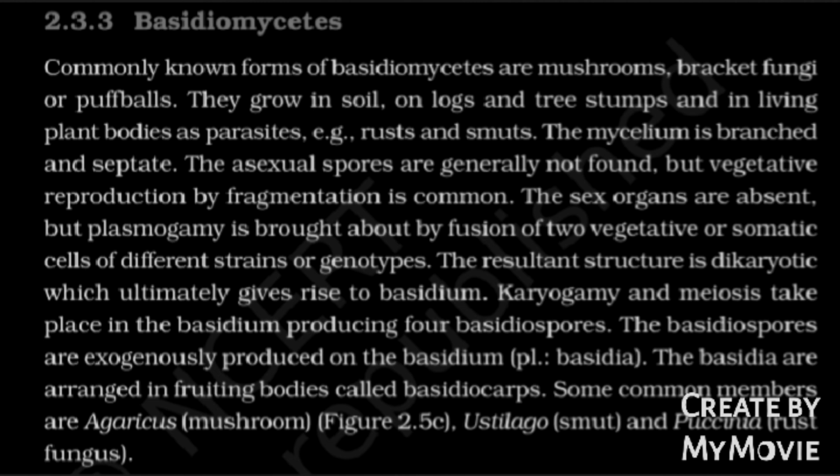Karyogamy and meiosis take place in the basidium, producing four basidiospores. The basidiospores are exogenously produced on the basidium, plural basidia. The basidia are arranged in fruiting bodies called basidiocarps. Some common members are Agaricus, that is mushroom, figure 2.5c, Ustilago, that is smut, and Puccinia, that is rust fungus.